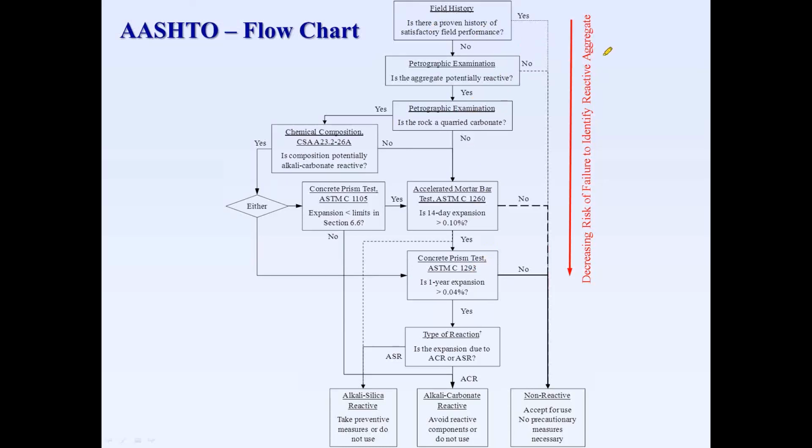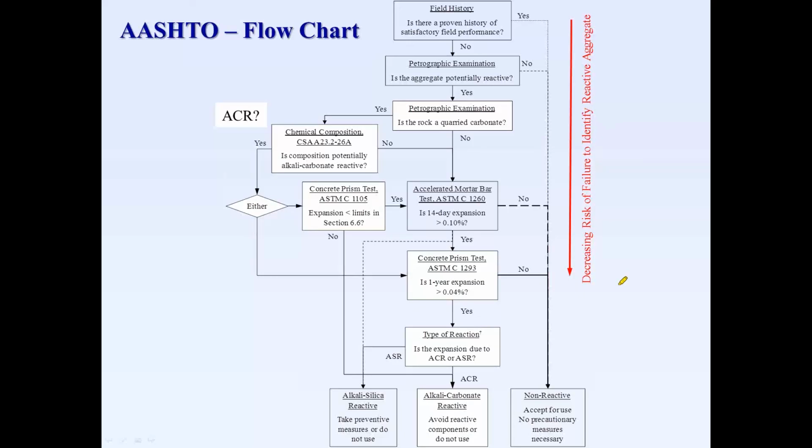And what it states in the recommended practice is, if you have a satisfactory field history, you can go ahead and use it and accept the aggregate, but you have to accept that there is a certain level of risk with doing that. And so there's a decreasing risk of failure, if you like, the more of the testing that you actually do as you go down this flow chart.